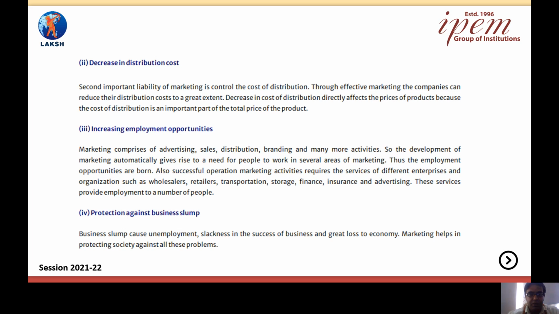Increasing employment opportunities. Marketing comprises advertising, sales, distribution, branding, and many more activities. So the development of marketing automatically gives rise to a need for people to work in several areas of marketing. Employment opportunities are born. Also, successful marketing activities require the services of different enterprises and organizations such as wholesalers, retailers, transportation, storage, finance, insurance, and advertising. These services provide employment to a number of people. If we talk about protection against business slumps: business slumps cause unemployment, slackness in business, and great loss to the community. Marketing helps in protecting society against all these problems.